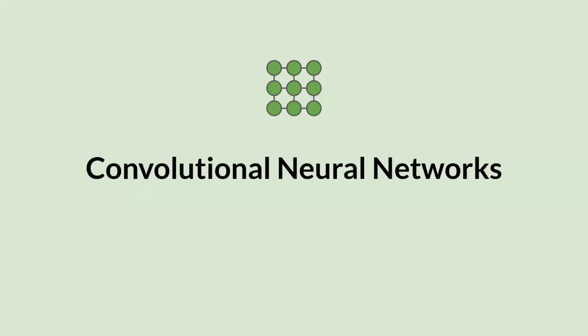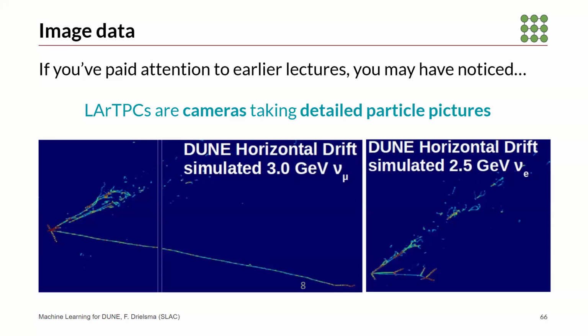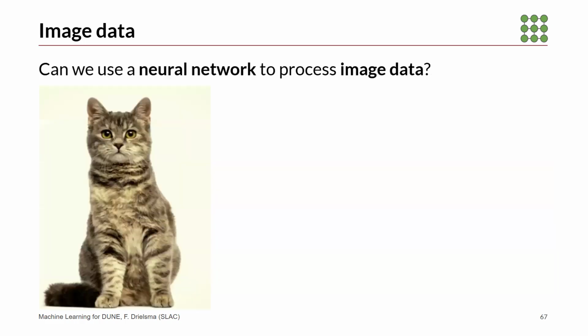Okay, I'm going to talk about convolutional neural networks. And this is particularly relevant because CNNs are great at image processing. And image processing is what we want to do when it comes to liquid argon time projection chambers. Because as you know, these detectors are essentially cameras taking really detailed particle pictures like this. And so it's just a bunch of information about where there was charge deposition in the detector and at what intensity, which is essentially a picture. And so if you could process these things to get information out, that's really what we should be doing.